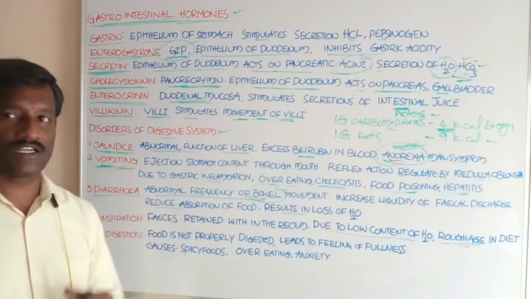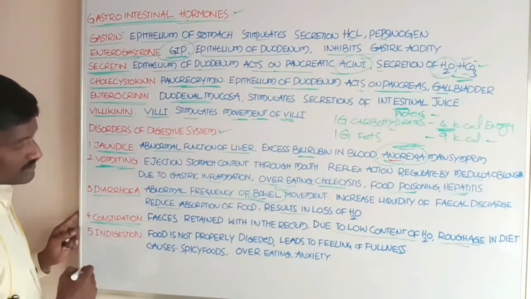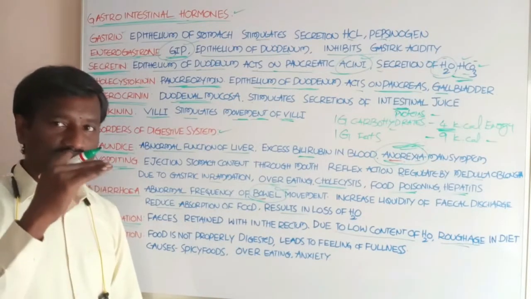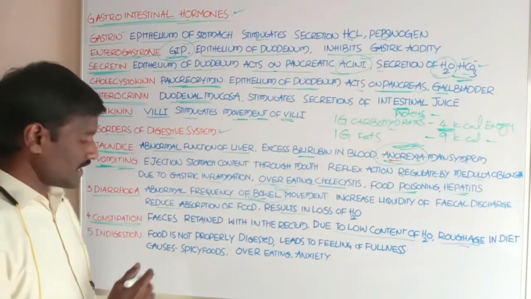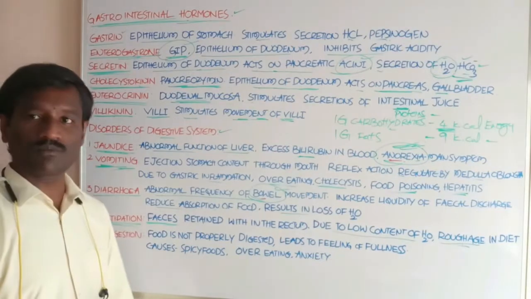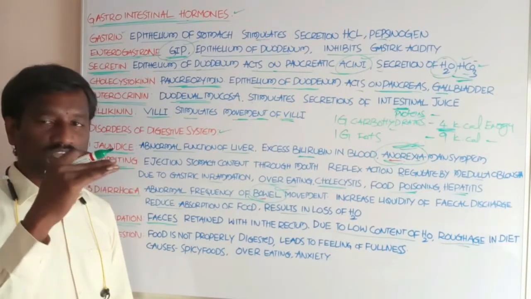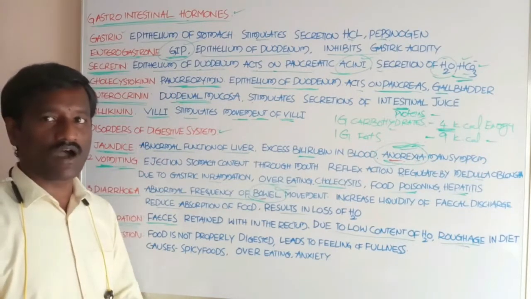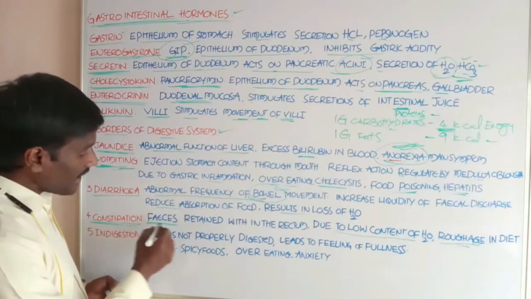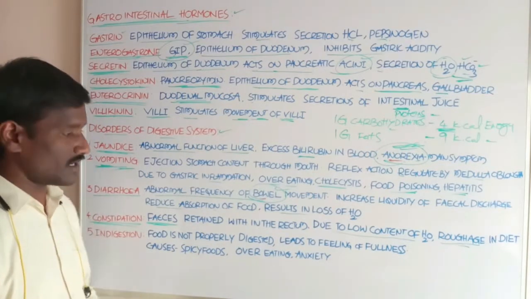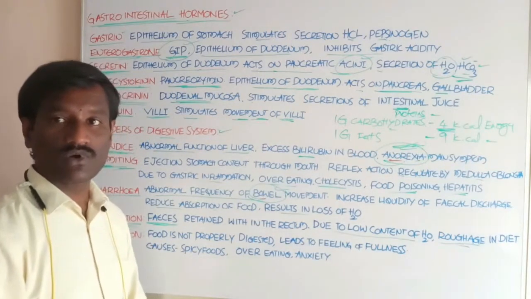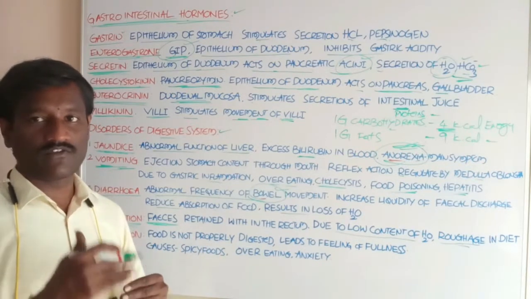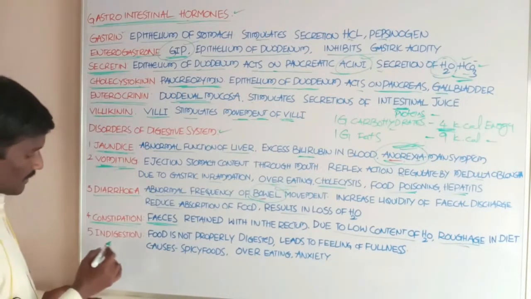And now constipation. What about constipation? Constipation means feces are retained within the rectum. Feces are undigested food particles which contain a large amount of fiber. These are normally expelled to the outside through the anus, but in constipation they are retained within the rectum, due to low content of water and roughage in the daily diet. Roughage means fiber content.